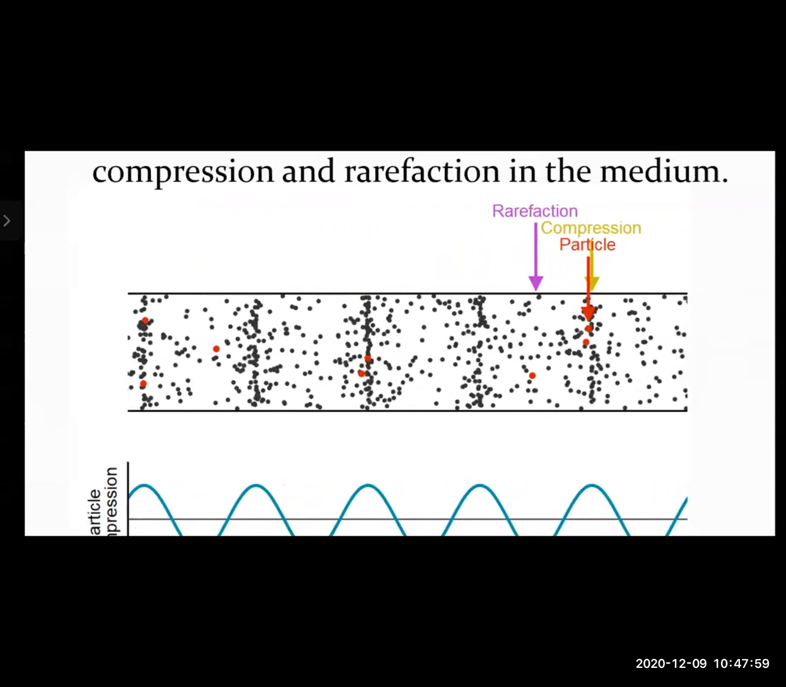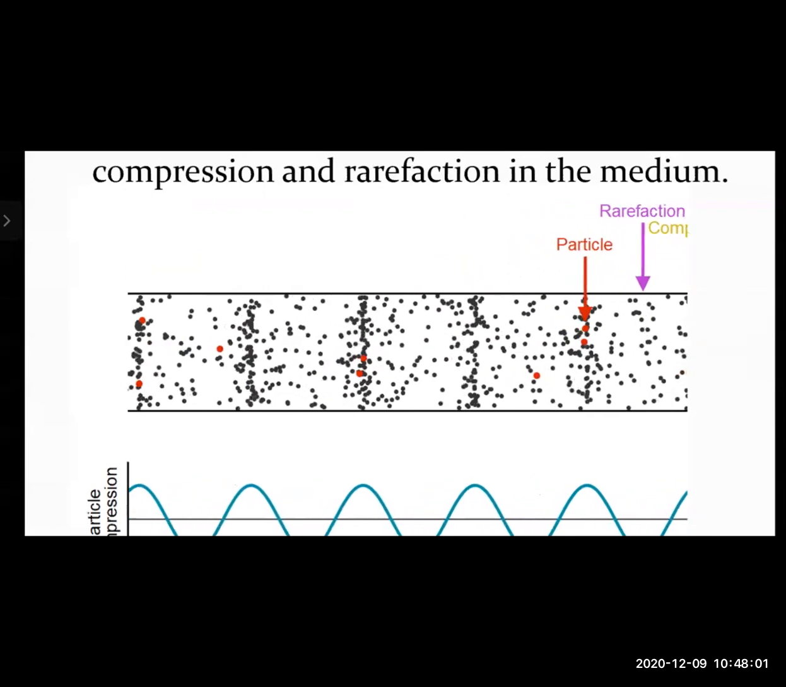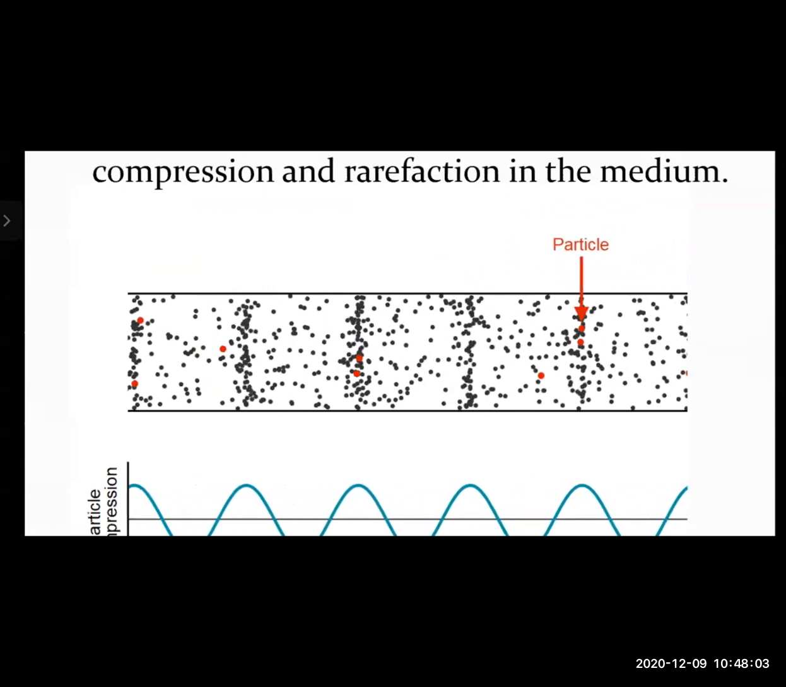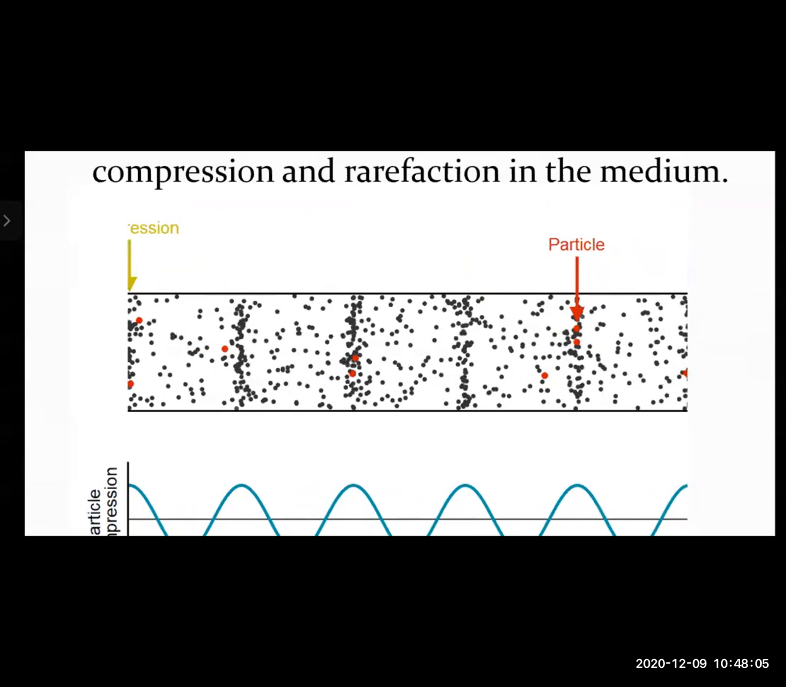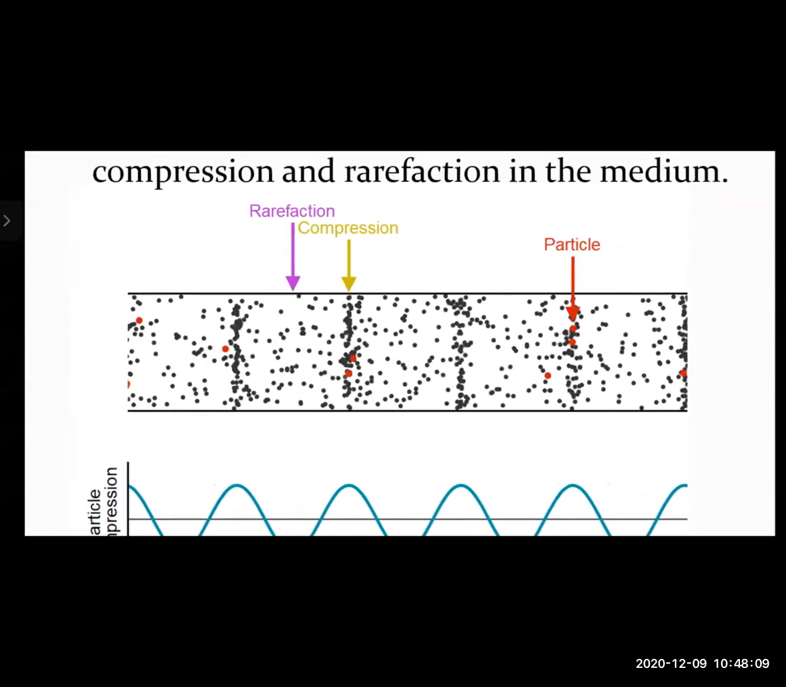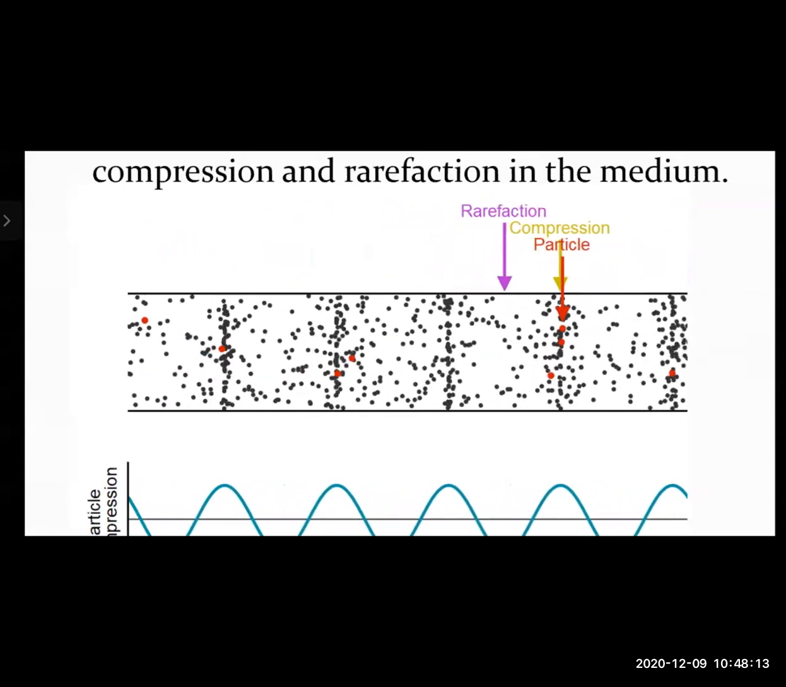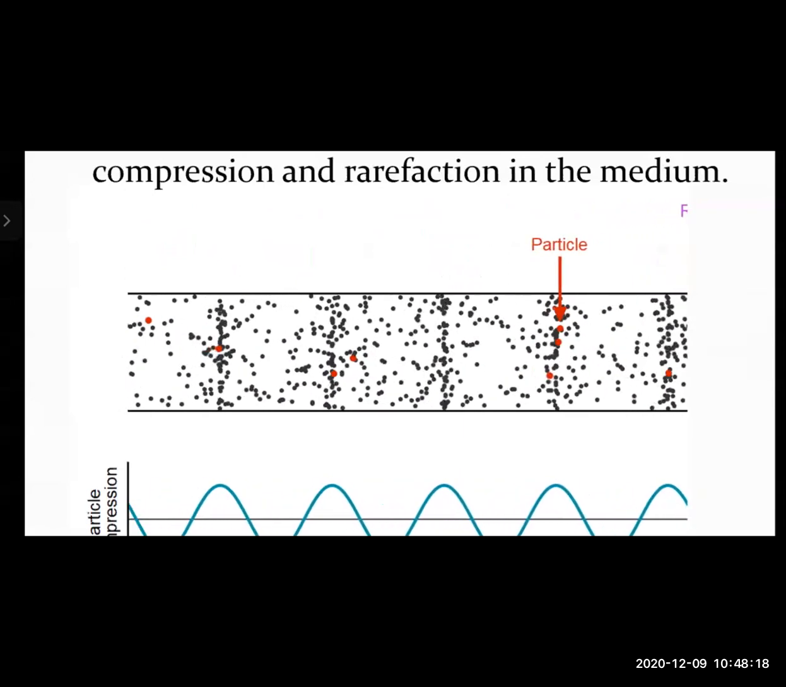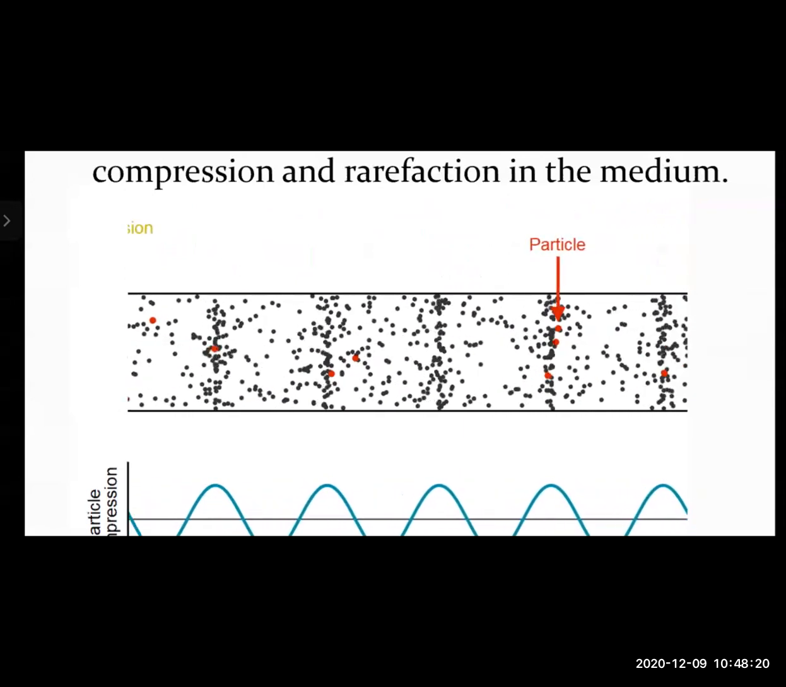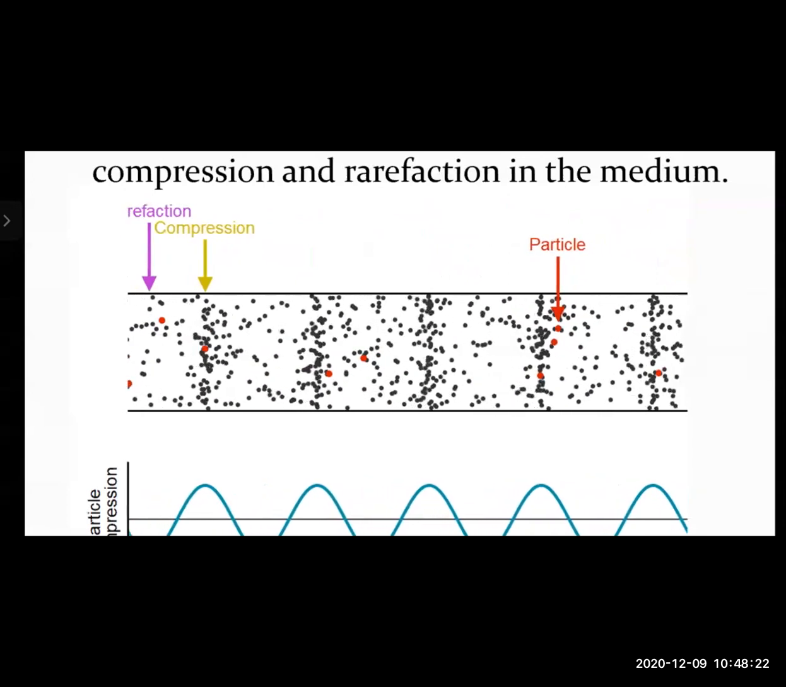So you can see that the high pressure regions and the low pressure regions alternate. There is a compression, after that there is a rarefaction, then again there is a compression and rarefaction. It repeats. So there are alternate compression regions and rarefaction regions. These sound waves travel further in the form of these compressions and rarefactions.